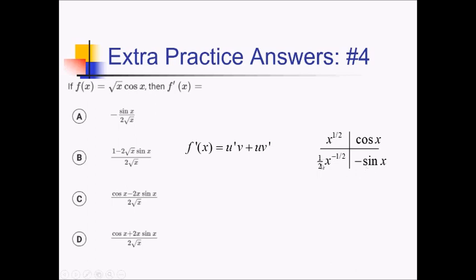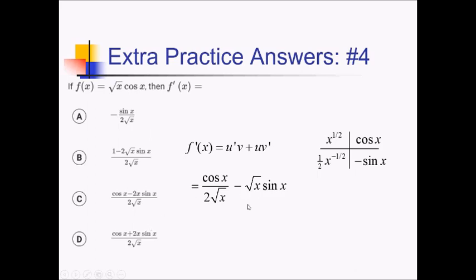So this right here, this is really 1 over 2 radical x. If I multiply it by cosine, I've got cosine over 2 radical x. That's my first term. That's my u prime v. Going the other way now, this is the square root of x and a negative sine of x, so this is going to be negative radical x sine of x. And does that match any of the answer choices? It does not.